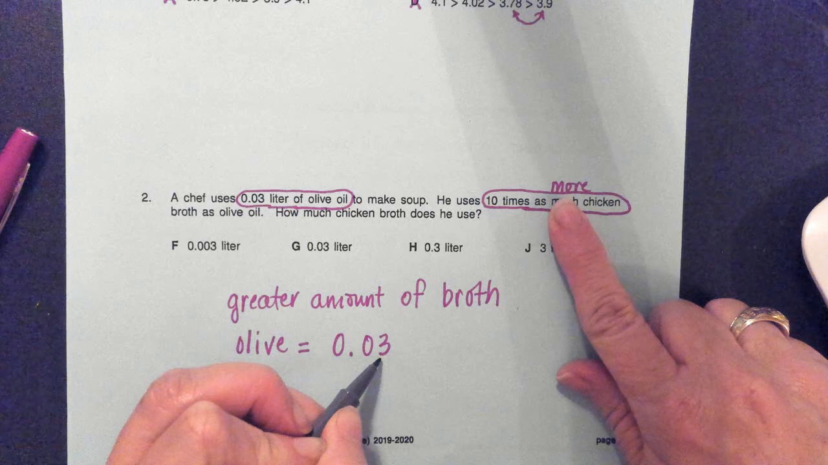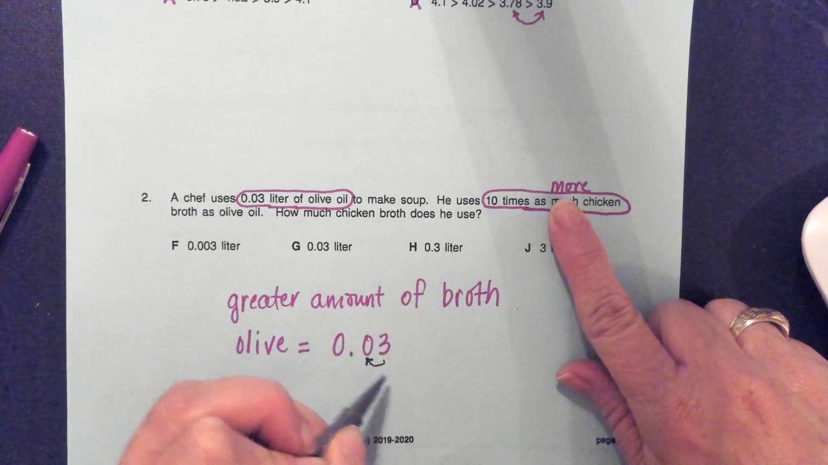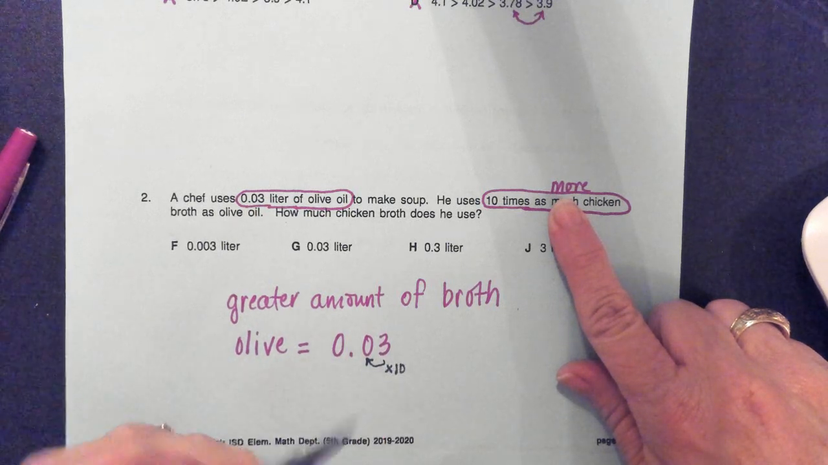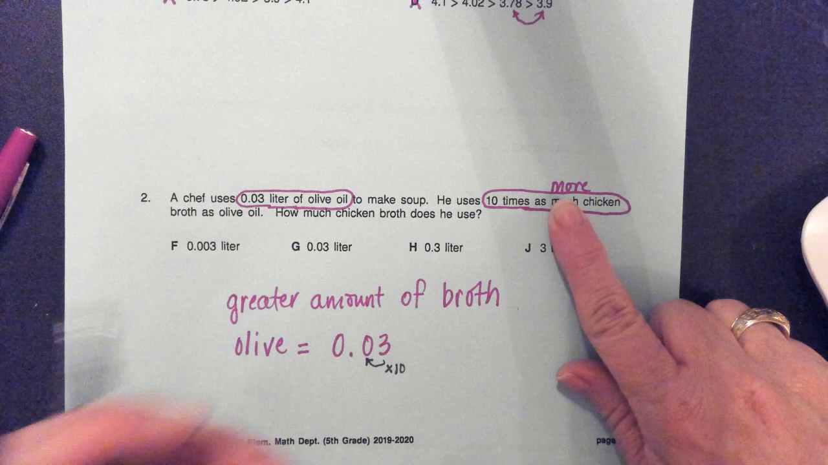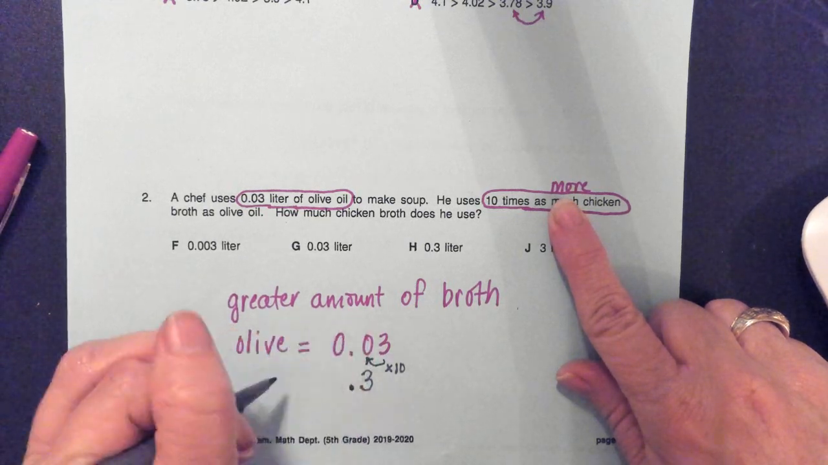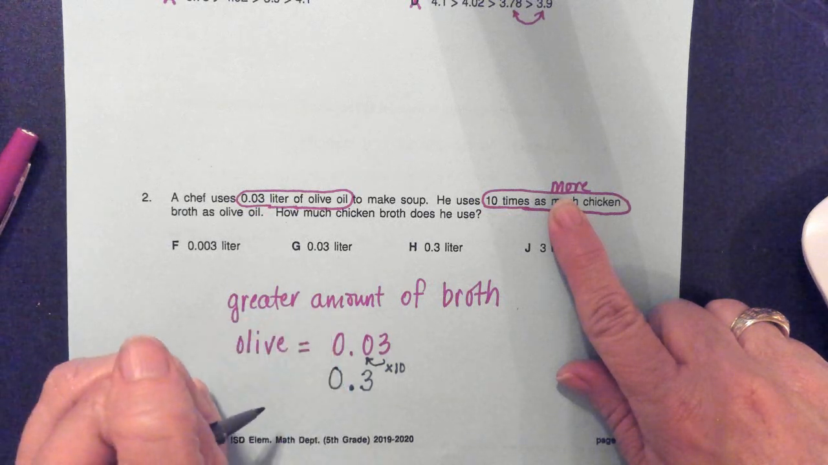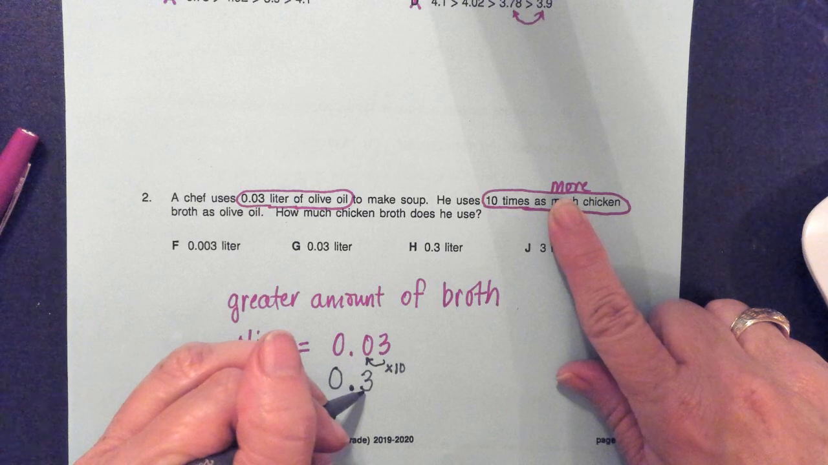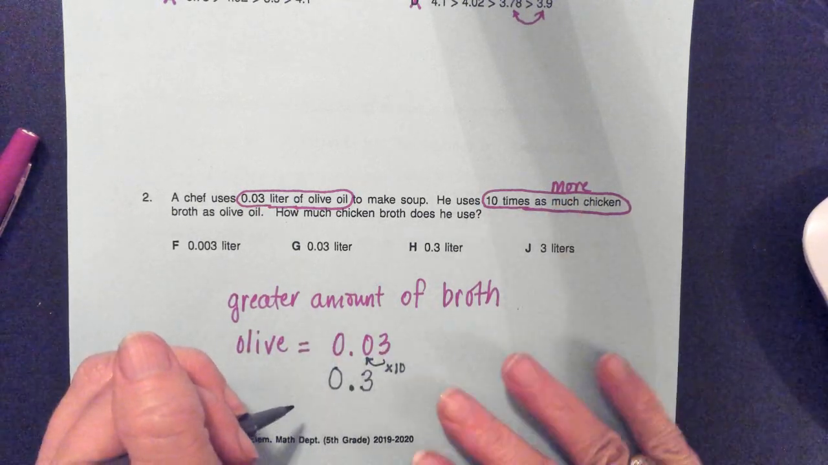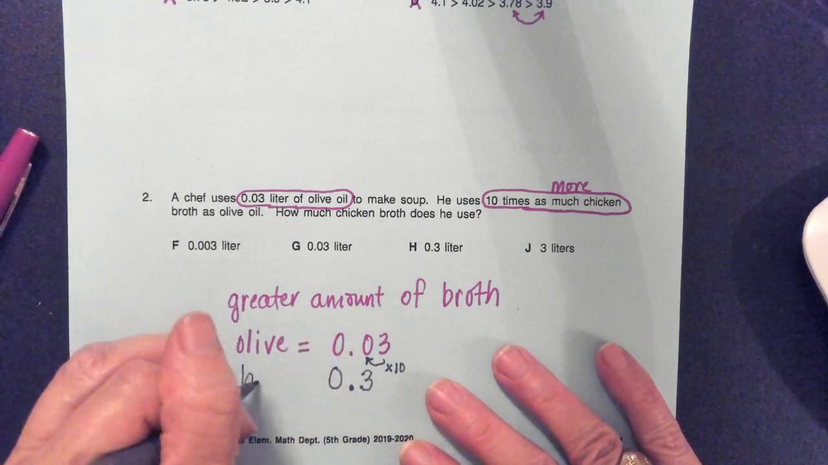So I'm actually going to move the 3 over one place value, because remember, every time we move it, we're getting 10 times bigger. We're going to move it to the left, and I'm going to put that 3 here, and my decimal's not going to change, and my 0 is going to stay there. So this amount, 3/10, is bigger than 3/100. So this amount, 3/10, is going to represent my broth.